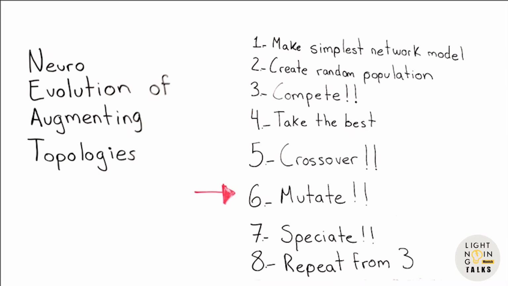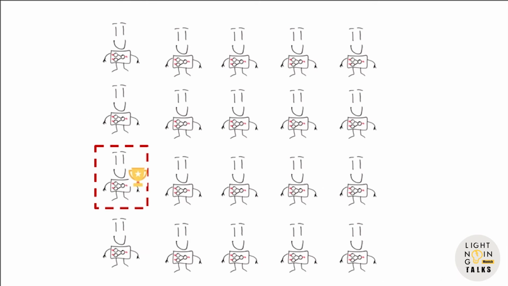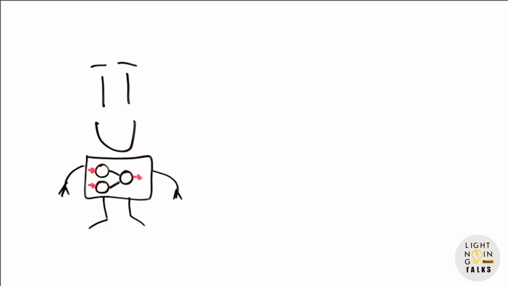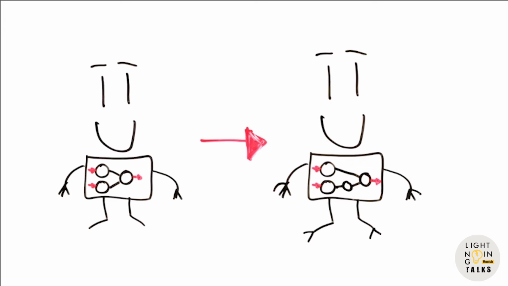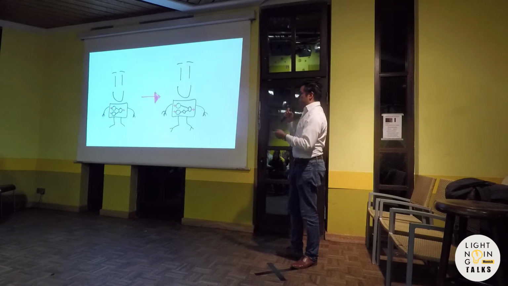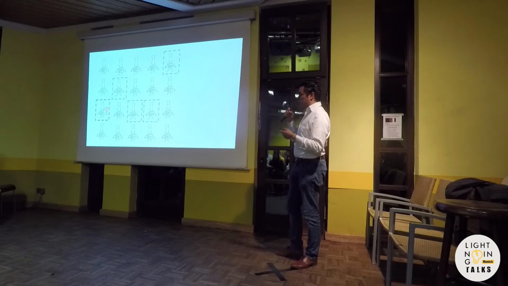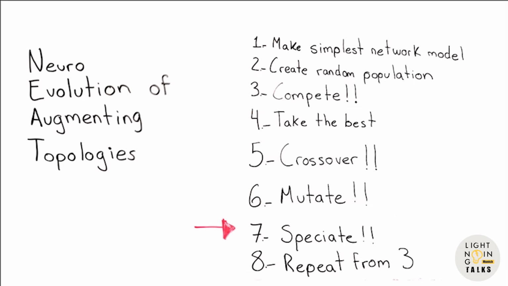With that, we go to the next step, which is mutation. Here we go through all the networks except our champion, because the champion is the best and doesn't need to change. We go one by one and try to change them. It's a random process, and if it happens, some networks will have nodes added, or maybe some connections. They are incorporated into the system, and then we do speciation.